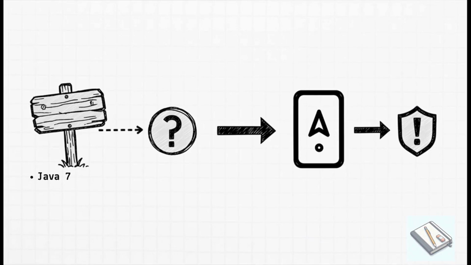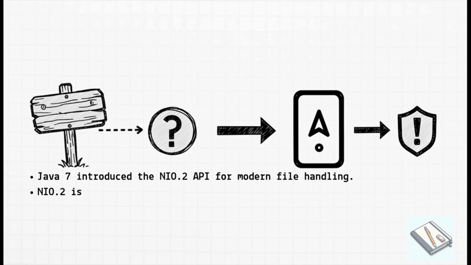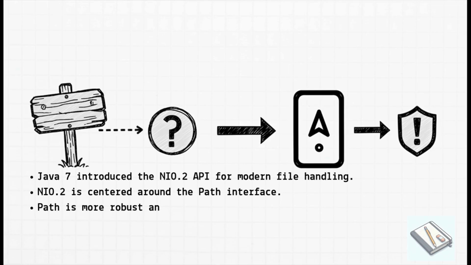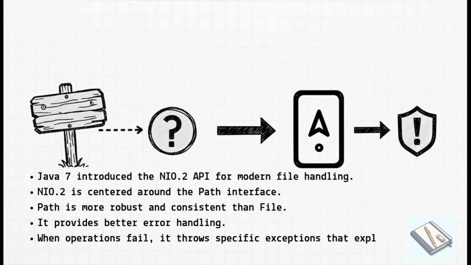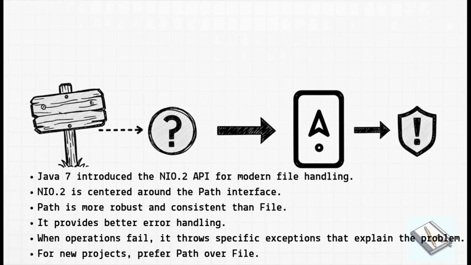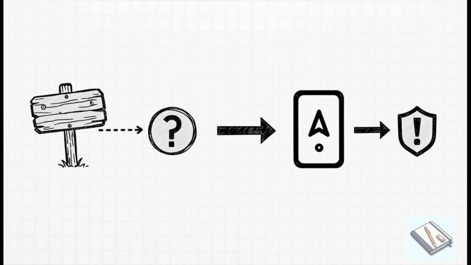So to fix this and other issues, Java 7 brought in a whole new, much more modern way to handle files called the NIO.2 API, which is centered around something called Path. It's just better. It's more robust, it works more consistently everywhere, and crucially, when something goes wrong, it throws a specific exception that tells you exactly what happened. So pro tip, for any new projects you're starting, you should probably be looking at using Path instead of File.